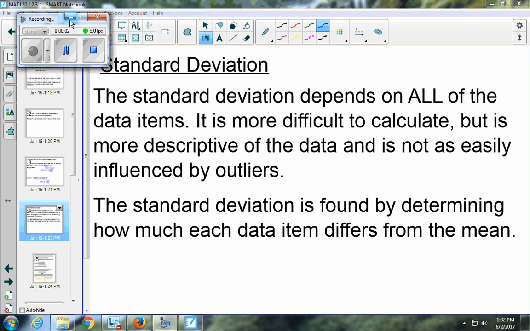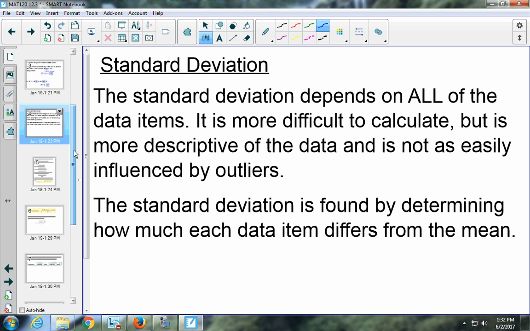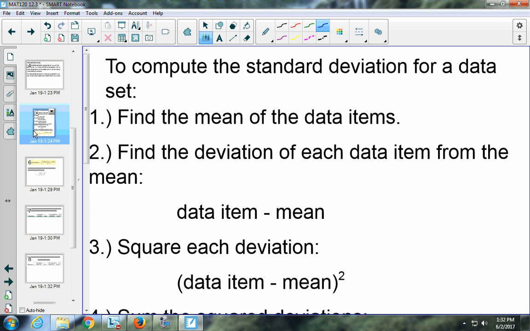Another measure of dispersion is standard deviation. Standard deviation depends on all of the data items. It is more difficult to calculate, but it's more descriptive of the data and is not as easily influenced by outliers. The standard deviation is found by determining how much each data item differs from the mean.